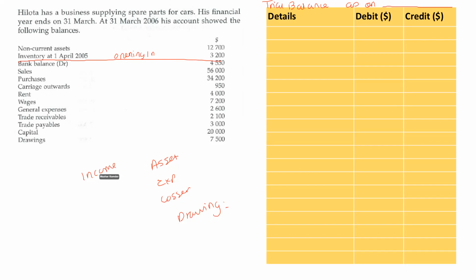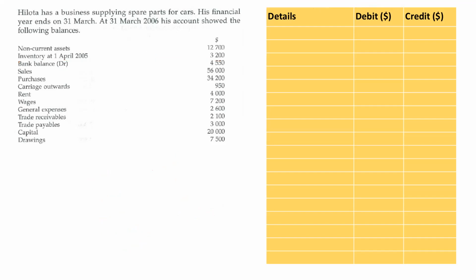Incomes, gains, profits, capital, liabilities, always have a credit balance. You all can do this by yourself. Try and evaluate. Non-current assets, debit, inventory, debit, bank balance. They have told you it is a debit. In case nothing is mentioned for the bank balance, it will always be debit. Only if credit is mentioned, it would be a bank overdraft.